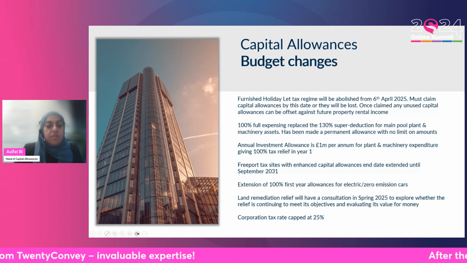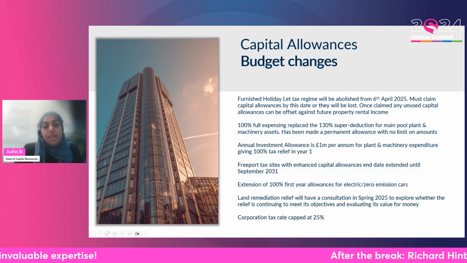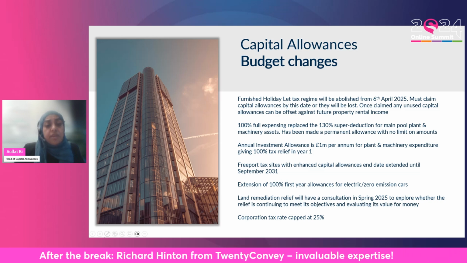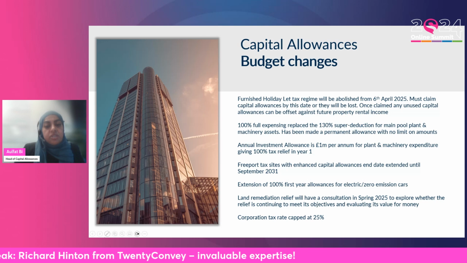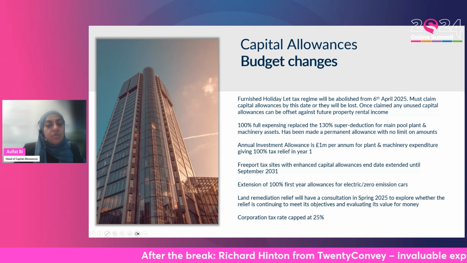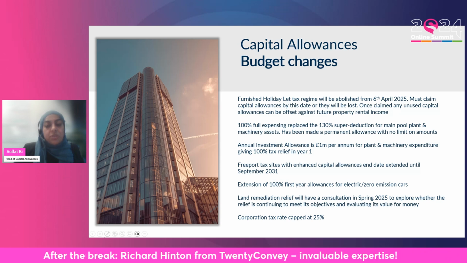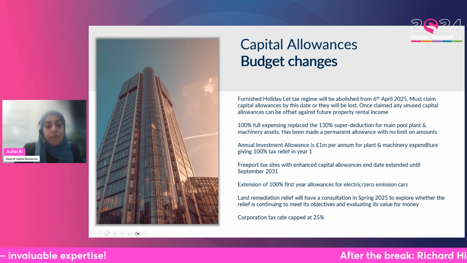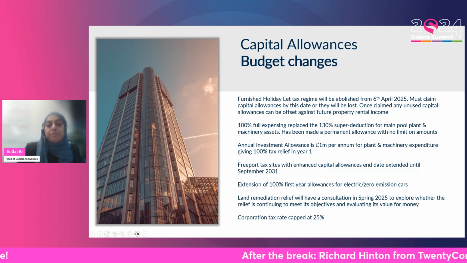There's also been a focus on the Freeport tax sites, which have enhanced capital allowances benefits, and they've been extended until September 2023. Previously, they were for 5 years, but now they're up to 10 years. And then there's been an extension of the first year allowances, which are given at 100% for electric and zero emission cars. The other thing, connected to capital allowances but not completely, is a consultation that will happen in spring 2025 in respect of land remediation relief. And I guess the other thing to focus on is that the corporation tax rate has increased, but it'll be capped at 25%.